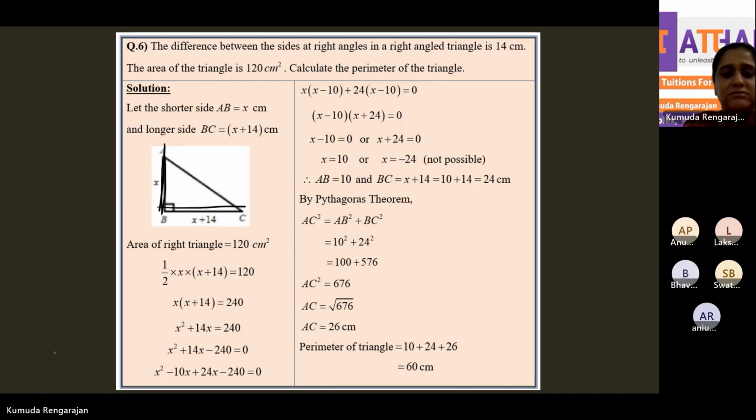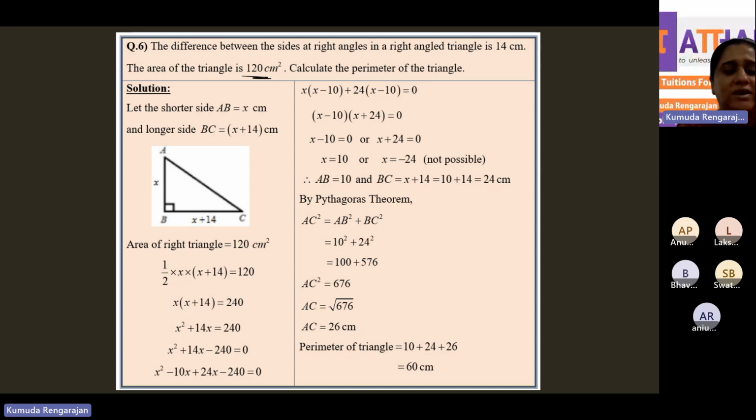Okay. Now, how do you construct the equation? Area is given, no? It's always about, after assuming, how to construct the equation. Only if you construct an equation can you find the values of the unknown. You should know all three sides for Pythagoras theorem. Here you know only x and x plus 14, but area is given. So use the formula half base and height.